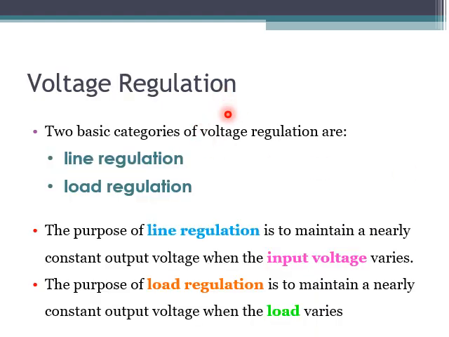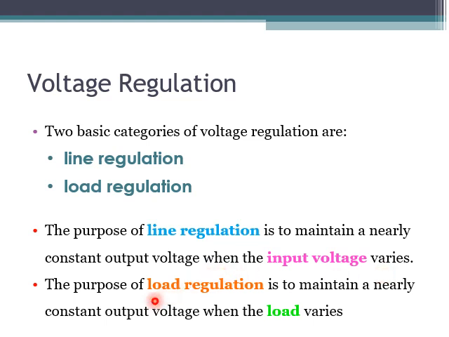Next, we'll see what are the types of voltage regulation. There are two basic categories of voltage regulation. One is line regulation and another one is load regulation. What do you mean by line regulation? The purpose of line regulation is to maintain a nearly constant output voltage when the input voltage varies. It means even though there is a variation in the input voltage, you should maintain the constant output voltage. That is what line regulation is.